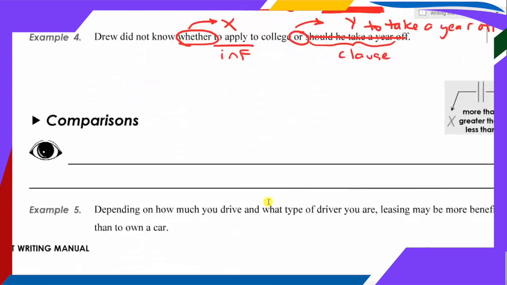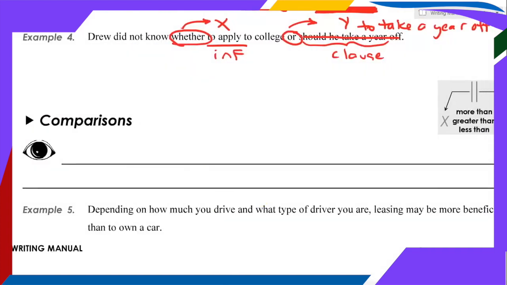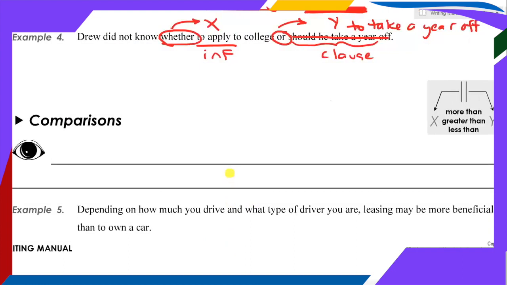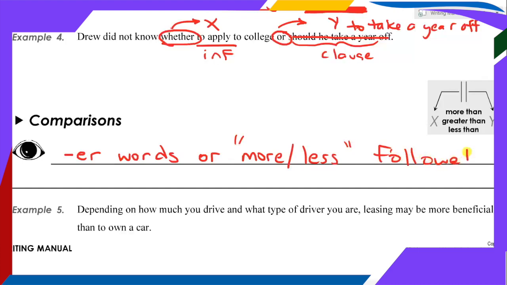Comparisons, down at the bottom of the page. Our last tip-off clue for parallelism is comparison. So basically the eyeball here, go ahead and write down dash ER words or more/less followed by than. So ER words or more/less followed by than, and you can see some examples here. More than, greater than, there would be an ER word, than, less than.